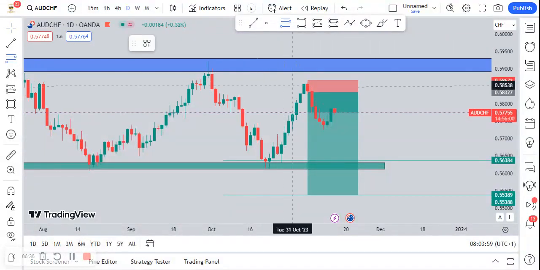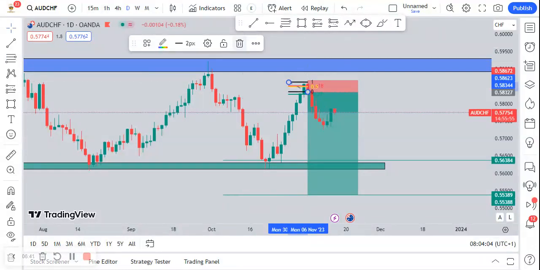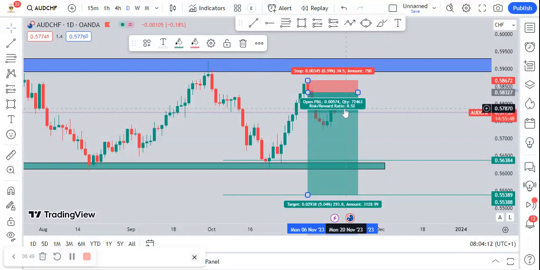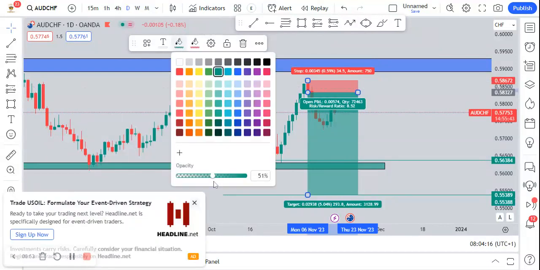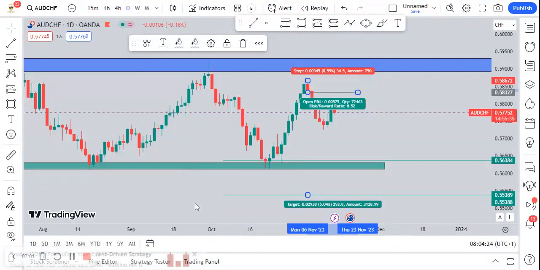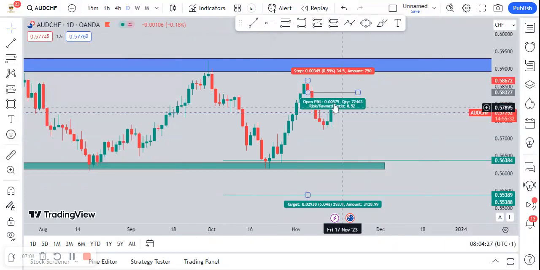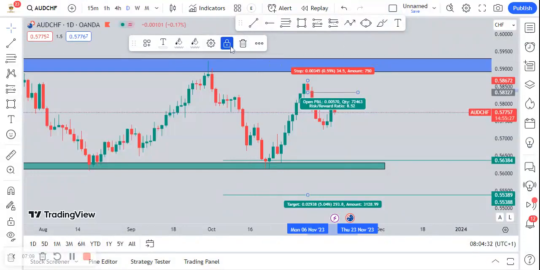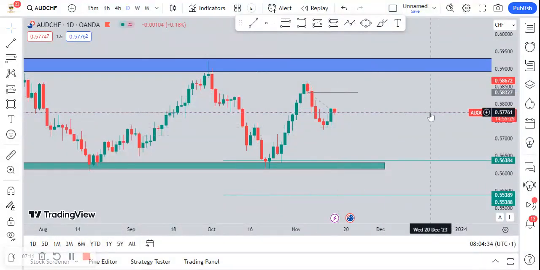I will just come here. Sorry, let me just release this color, because this trade gave me 1 to 8 with 35 pips stop loss. So let me just reduce this color so that you can be able to see everything on the chart. Yes, and let me lock it. So now I have my trade.